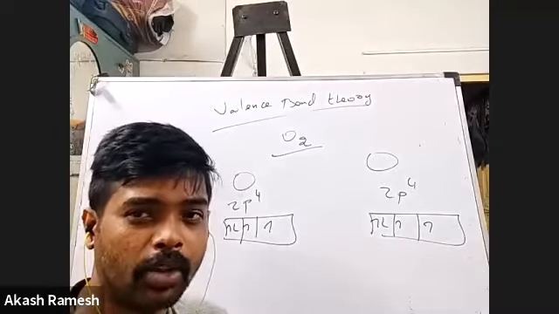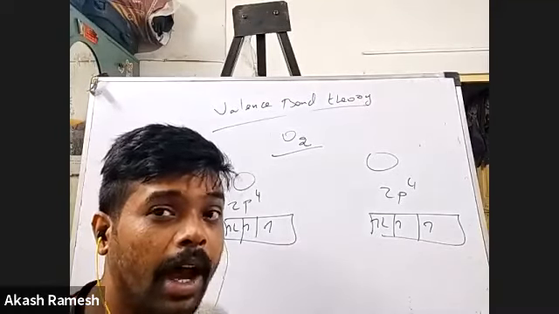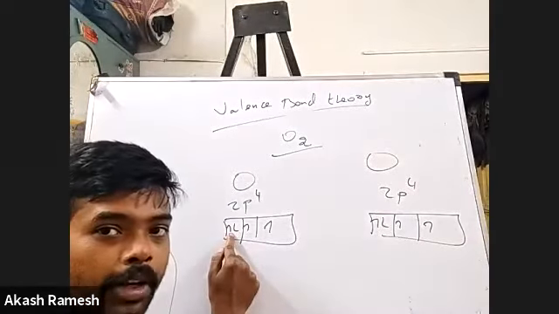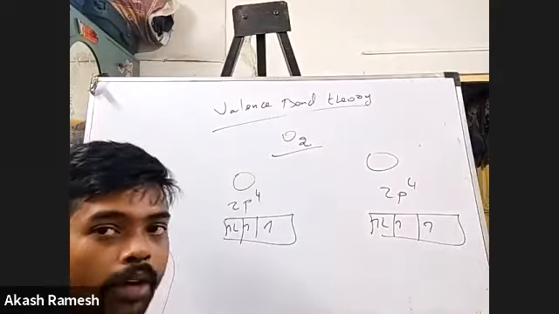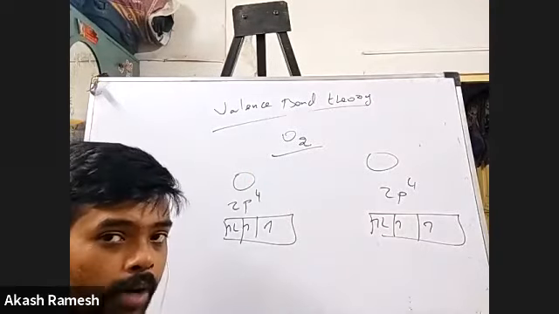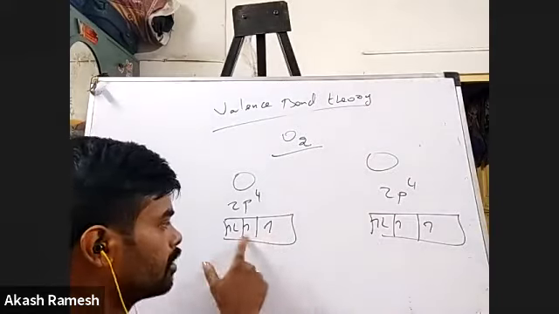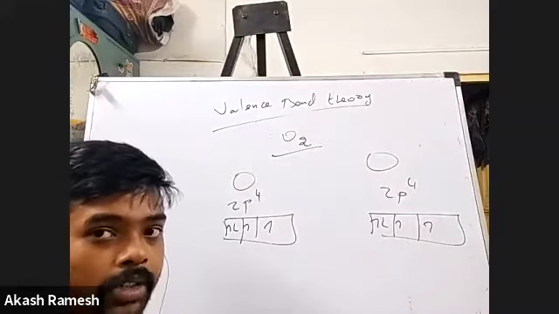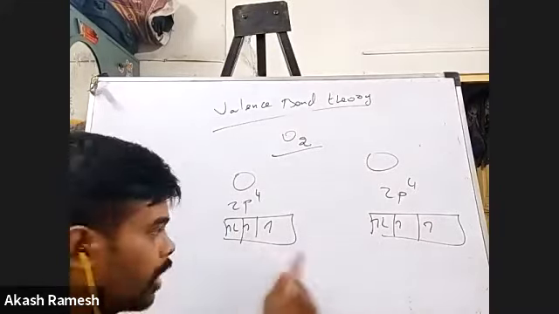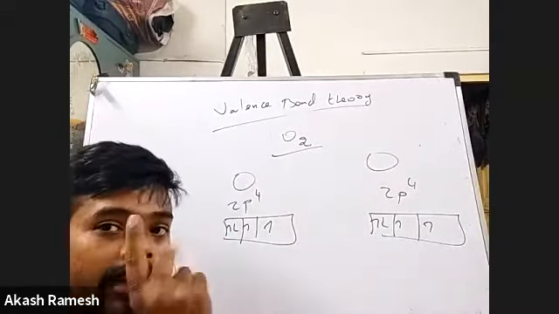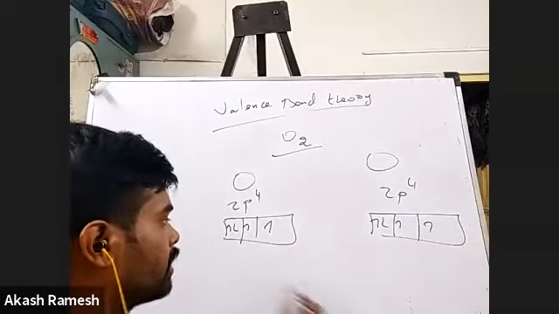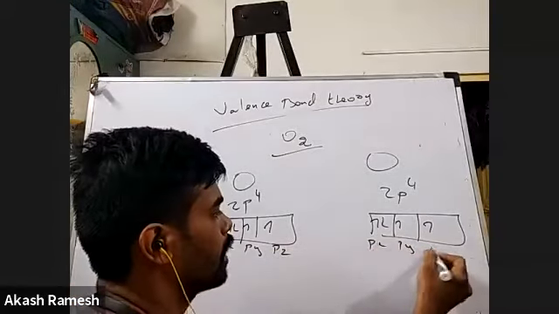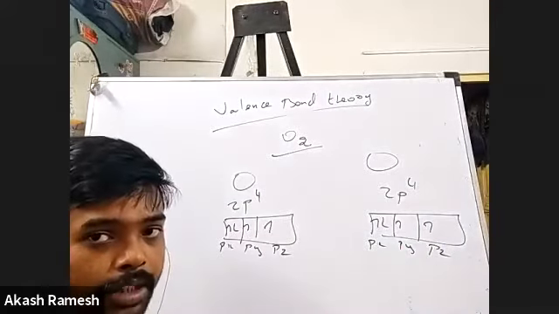The first thing I have to look at is which orbitals have unpaired electrons. If you look at the first p orbital here, it has paired electrons, so that cannot be involved in bonding. But look at the other two p orbitals, they have single electrons. This one also has single electrons. So there are two p orbitals with single electrons each. I'll call them px, py, and pz. This one is also px, py, and pz, all the names you are familiar with.